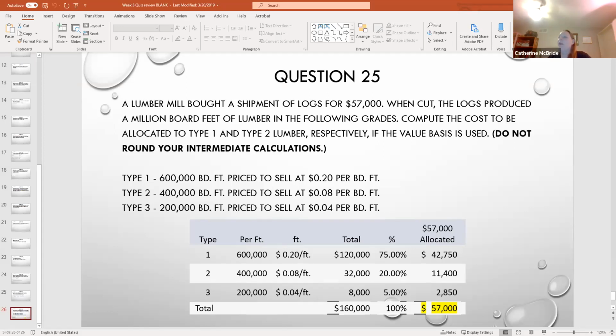Weird. Okay, a lumber mill, I have to think now. A lumber mill bought a shipment of logs for 57,000. So we paid 57,000 for the logs. When cut, the logs produced 1 million board feet of lumber in the following grades. So we have type 1, type 2, and type 3. Compute the cost to be allocated to type 1 and type 2 respectively. Oh, I know why, because I deleted this from the test. That's why I deleted it from the test. That's why I didn't do it.